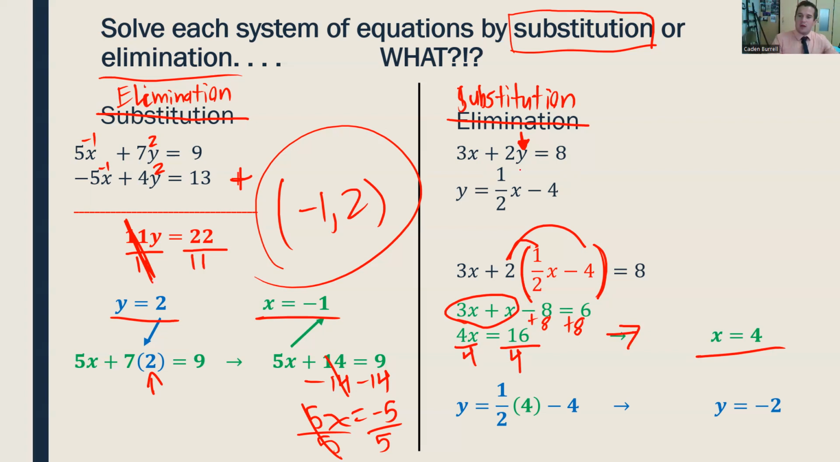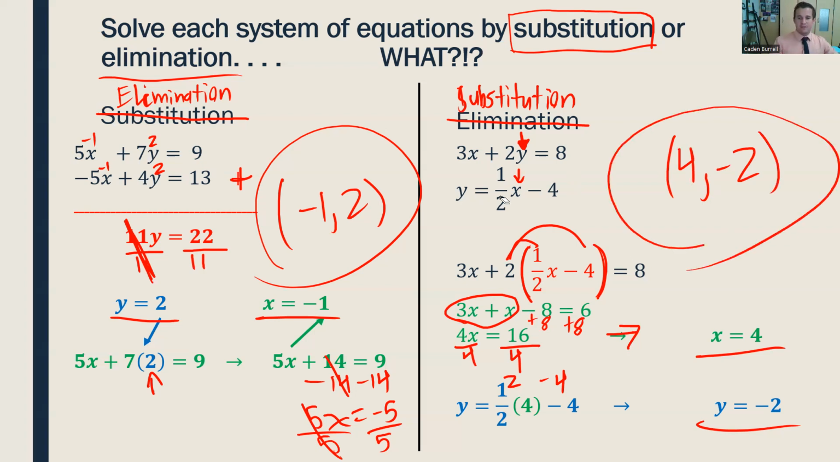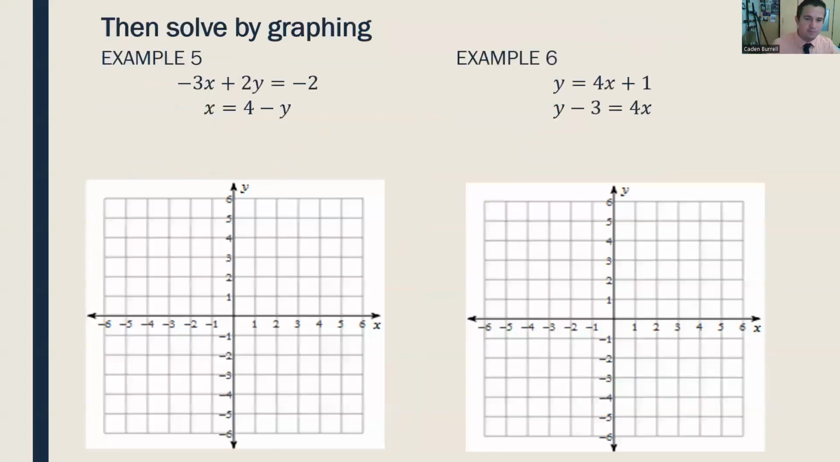Now that I have the x value, I can plug that value in for x in one of these equations. It doesn't matter which one; I just chose the second one because it's easier. I get y equals 1/2 times 4 minus 4. 1/2 times 4 is 2, minus 4 is -2. So my solution as a coordinate point is (4, -2). And if I plug 4 in for all my x's and -2 in for all my y's, those equations better balance. Okay, so now let's practice.